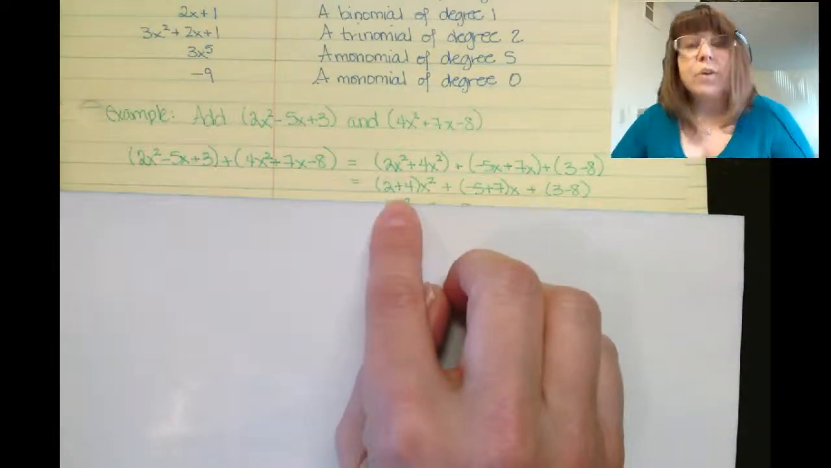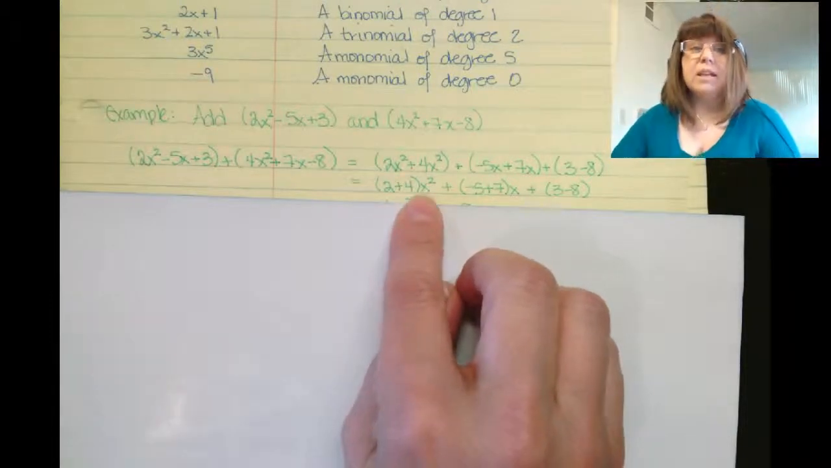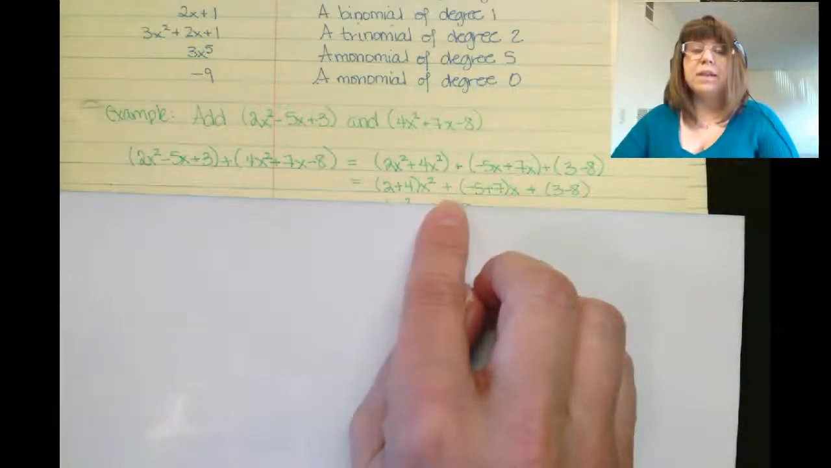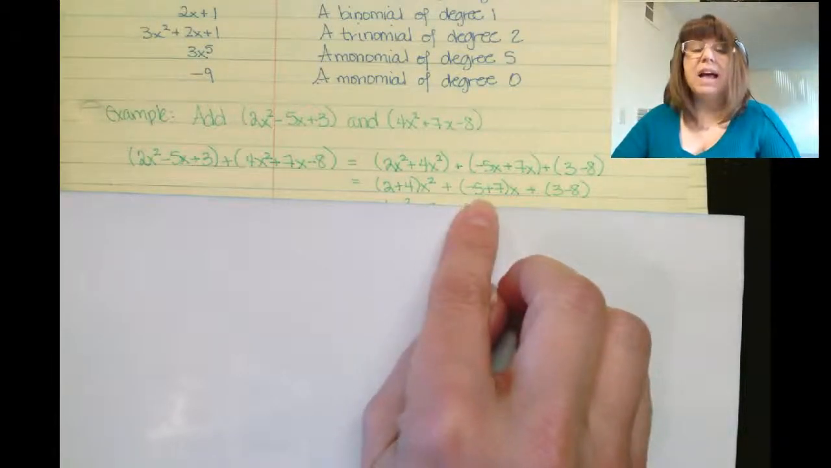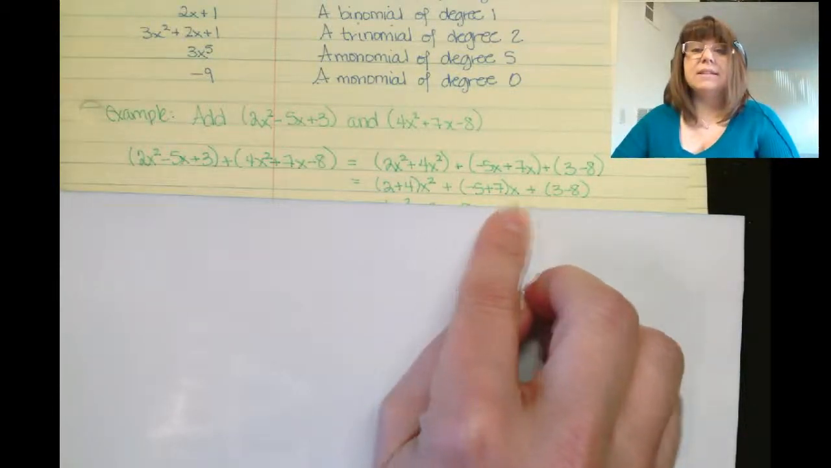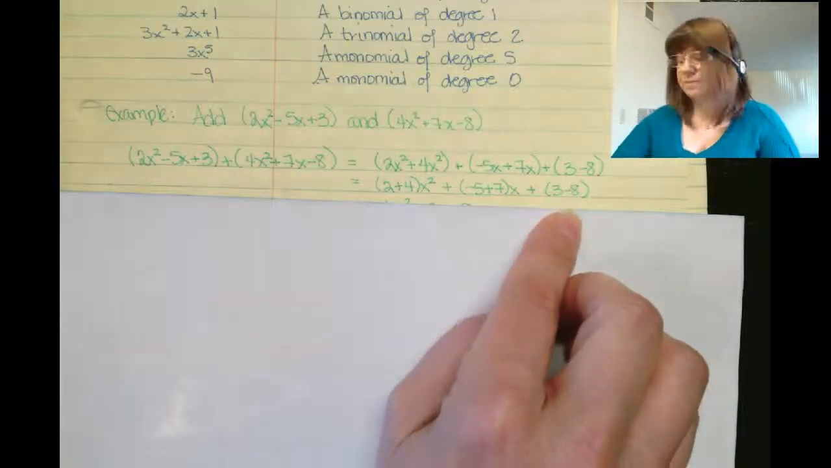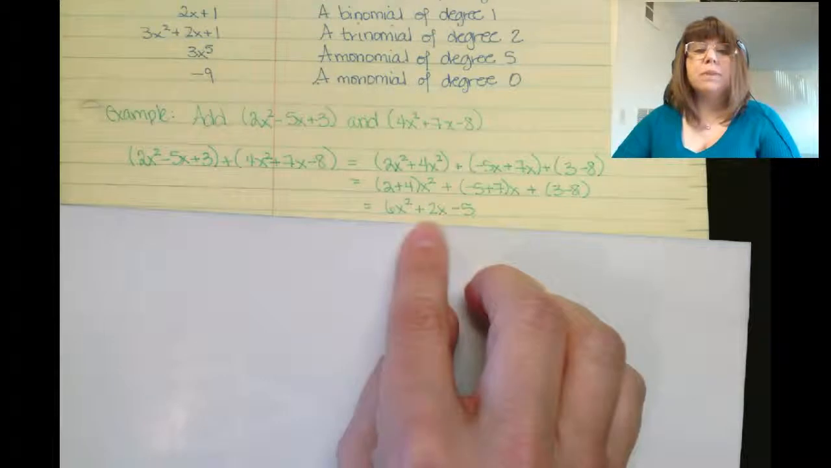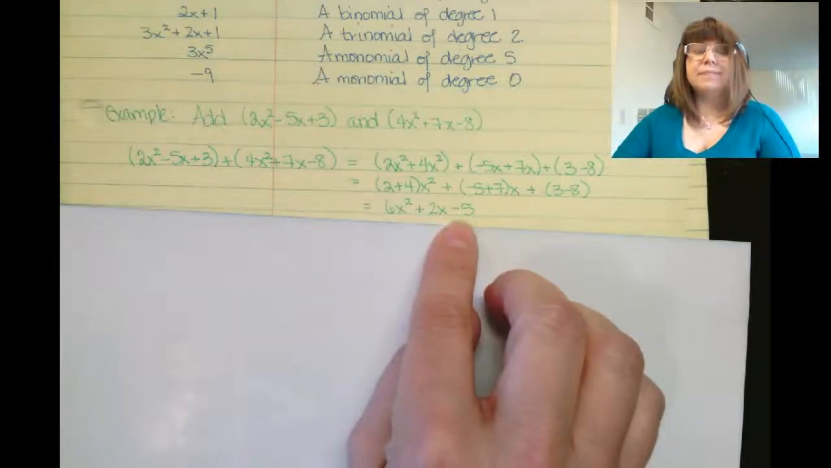I'm really adding the coefficients. I'm not adding the x squareds or x's. I'm just adding the coefficients in front of them. So that's 2 plus 4 x squared plus negative 5 plus 7 x plus 3 minus 8. That leaves me 6x squared plus 2x minus 5.